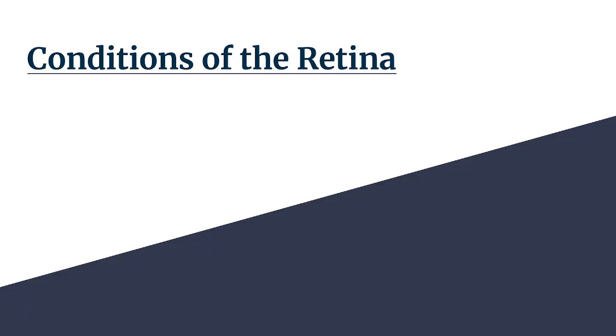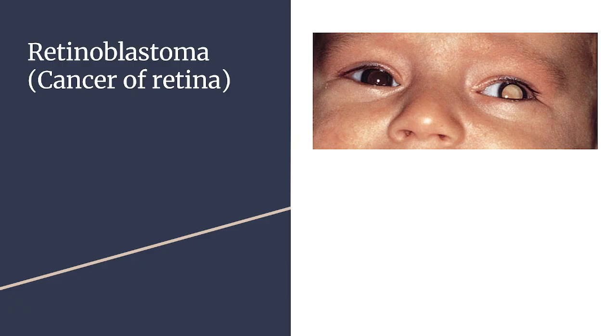Now we move on to the conditions of the retina. Retinoblastoma is a cancer of the retina. It is usually caused in children. It originates from the retina, which is the light sensitive layer in the eye, and it is the commonest eye tumor which is caused in childhood.